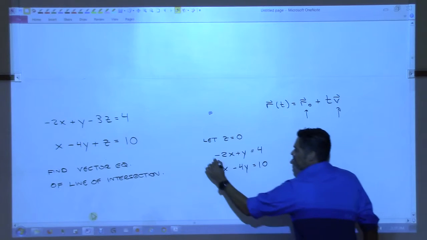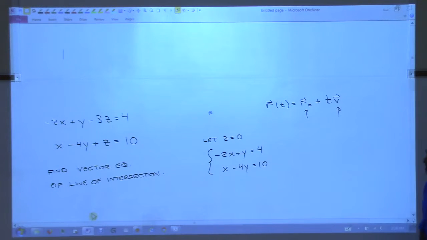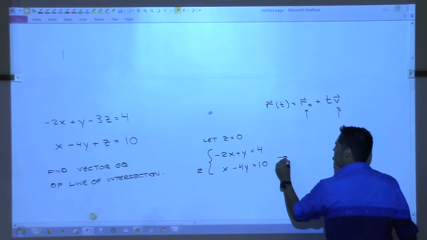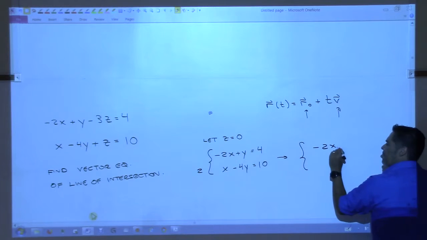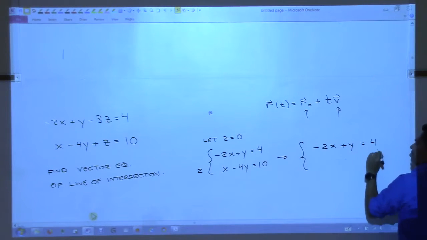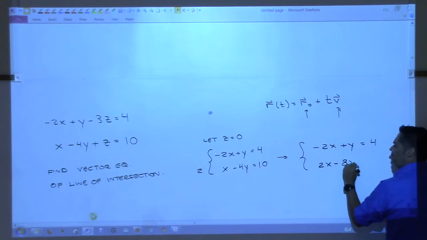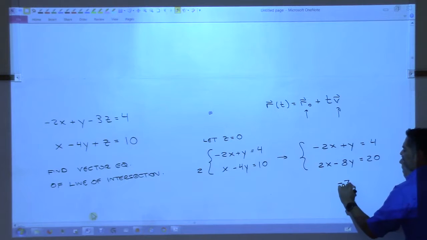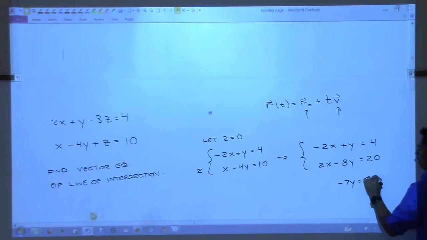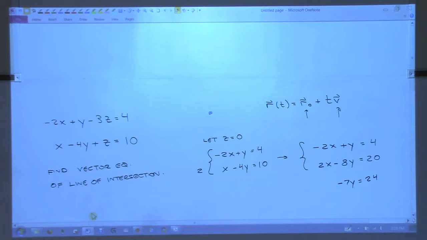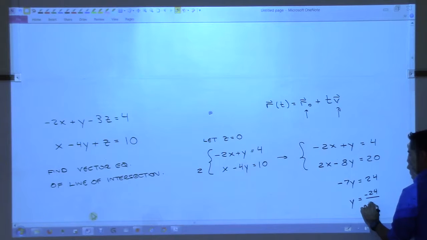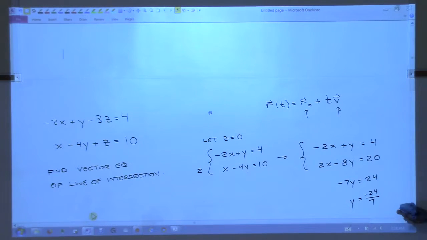And here's my system of equations. Now I've got two unknowns, two equations. I'm going to do elimination. So I'll multiply this equation by 2. That gives me a new system. I'm eliminating the x's, right? So 2x minus 8y equals 20. Now I should be able to add straight down. So negative 7y equals 24, and that means y is negative 24 over 7. I made up this problem on the fly, so our numbers aren't going to be nice. I can pretty much guarantee that.